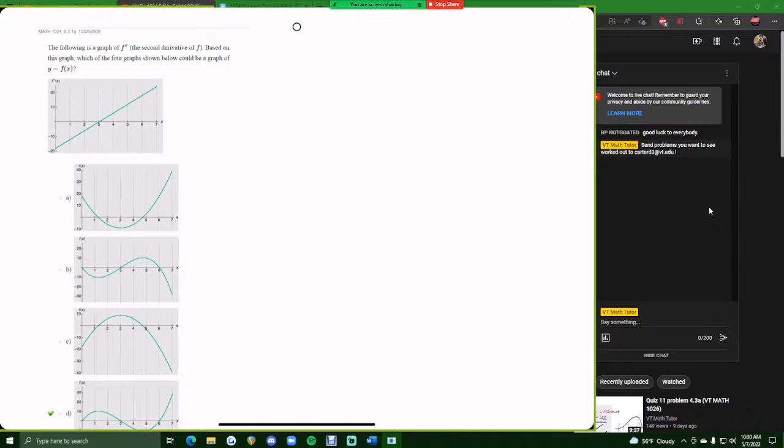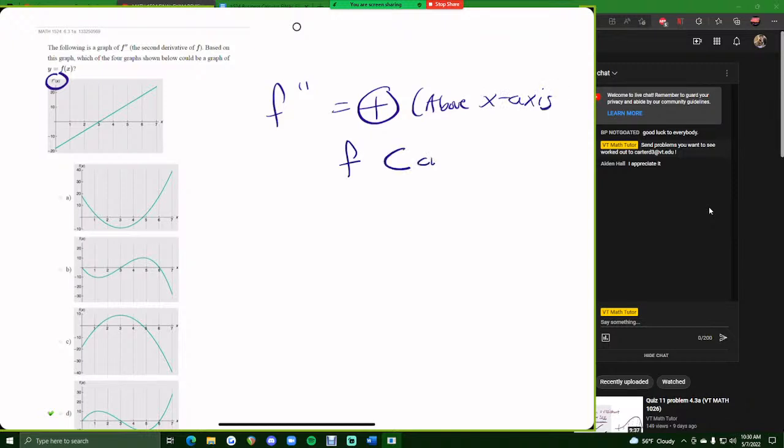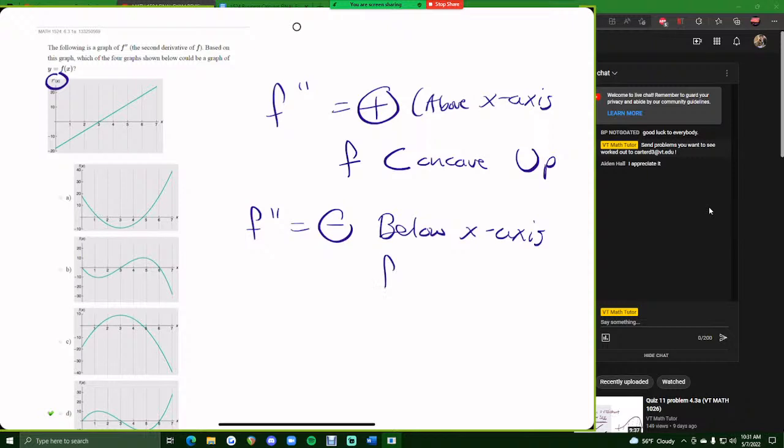All right, so this is the graph of f double prime, the second derivative. What's the relationship between f double prime and f? When f double prime is positive or above the x-axis, that tells us that the original function is concave up. And just the opposite, where f double prime is negative or below the x-axis, that means that f is concave down.